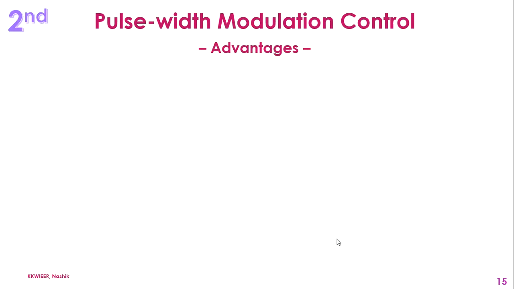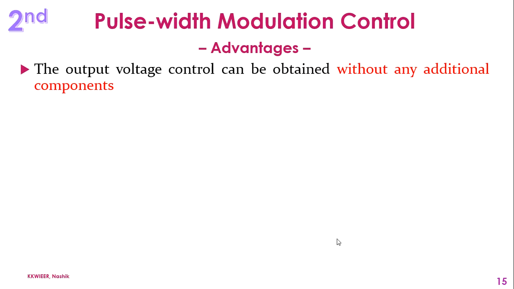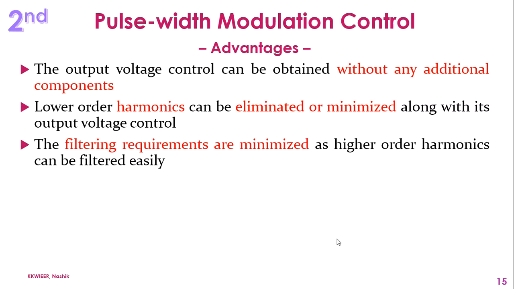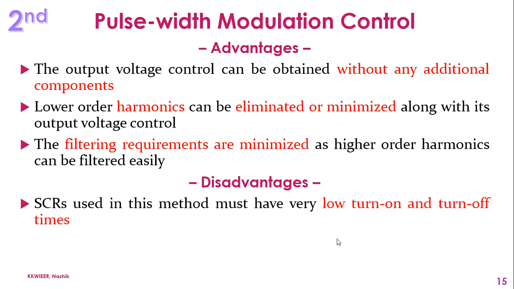So the advantages of PWM techniques are that output voltage control can be obtained without any additional components. The lower order harmonics can be eliminated or minimized along with the output voltage control. Filtering requirements are minimized in the PWM technique as higher order harmonics can be filtered easily. And the disadvantages are that the SCRs used in this method need very low turn on and turn off times, and pulse width modulation techniques are very expensive from a practical point of view.